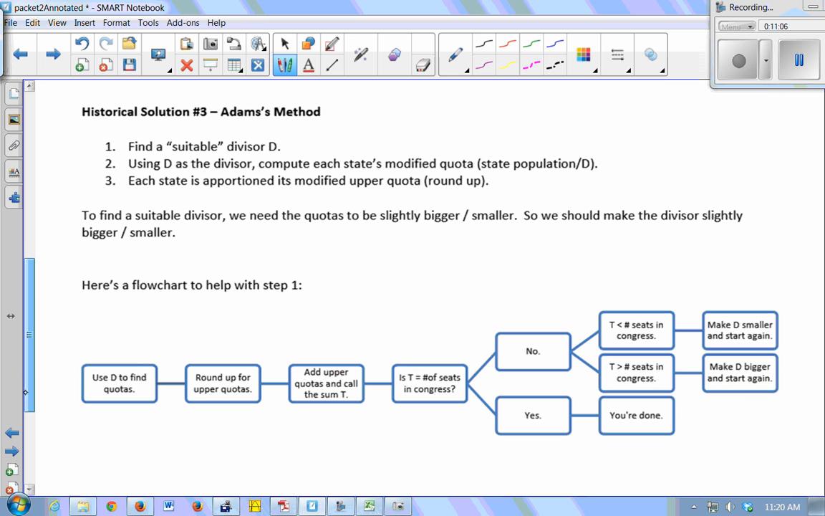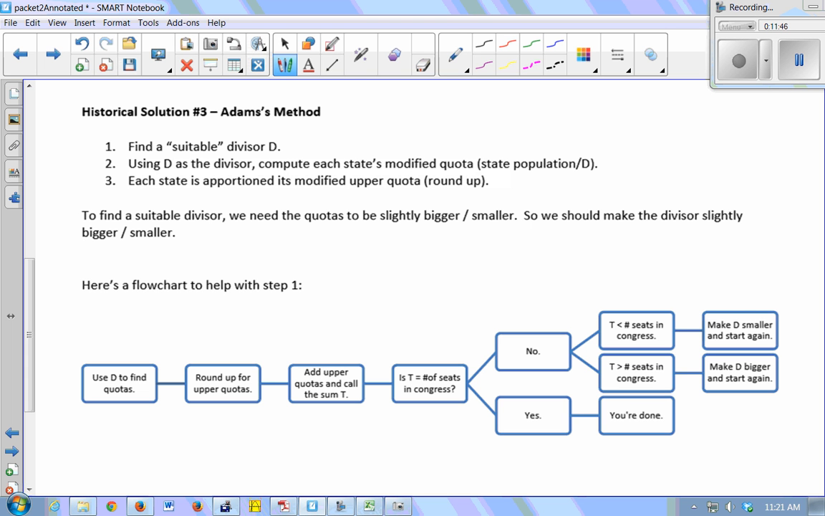Our third historical solution, Adams' method, proposed by John Quincy Adams, is almost identical to Jefferson's, except at the part where you round. In Jefferson's, you just chop off the decimals. In Adams, you bump everything up to the upper quota. Okay. So it's almost identically the same. So to find a suitable divisor, we need the quotas to be slightly what? So if you're bumping everything up, when you add them all up, are you going to have too many or too few seats? Too many. You're rounding everything.